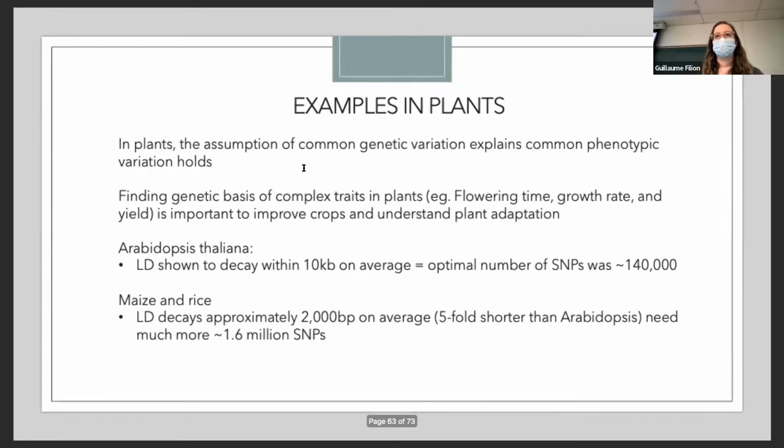Okay, moving on. So another important species is maize and rice. So they have linkage disequilibrium decay of approximately 2,000 base pairs on average, so it's 5-fold shorter than Arabidopsis. This means that they need many more tag SNPs in order to look at the genome because there are shorter LD blocks. So they need about 1.6 million SNPs to be able to look at the entire genome.